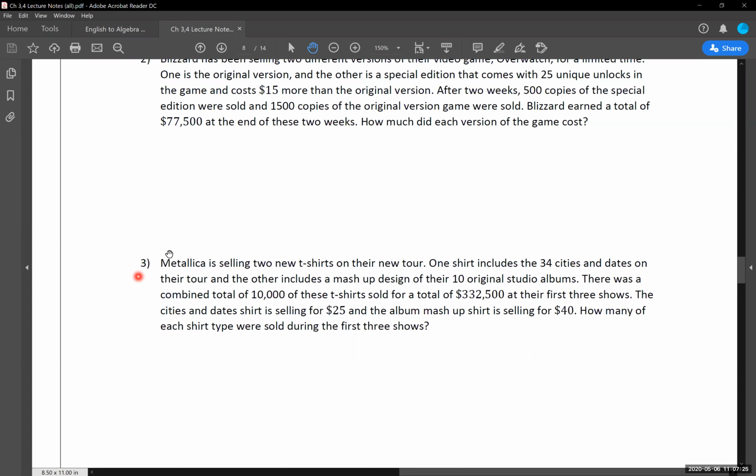So continuing on with this material, we're going into number 3. We're told Metallica is selling 2 new t-shirts on their new tour. One shirt includes the 34 cities and dates on their tour, and the other includes a mashup design of their 10 original studio albums. There was a combined total of 10,000 of these t-shirts sold, for a total of $332,500 at their first 3 shows. The Cities and Dates shirt is selling for $25, and the album mashup shirt is selling for $40. How many of each type of shirt were sold during the first 3 shows?